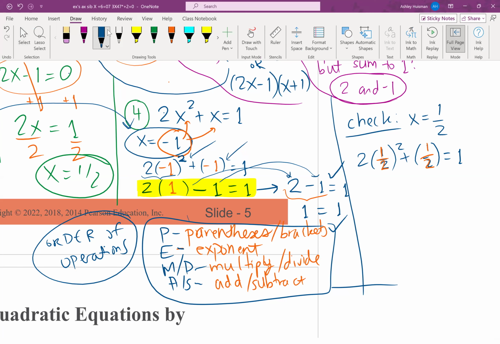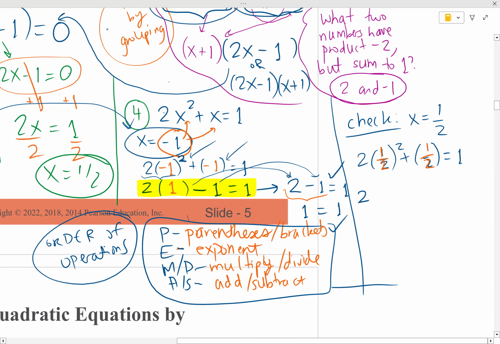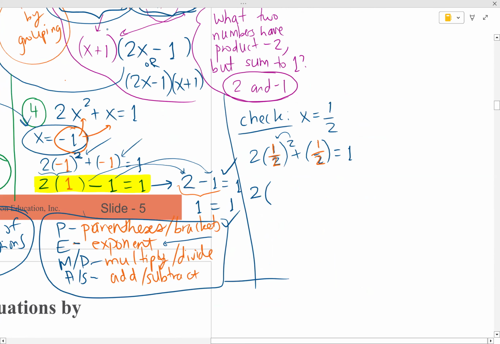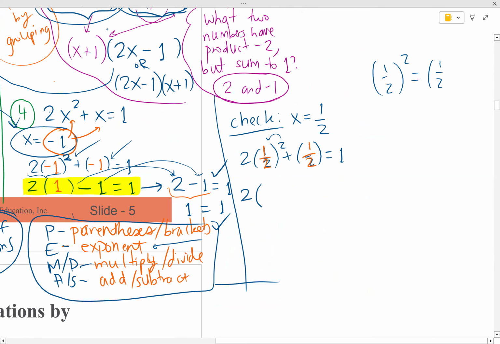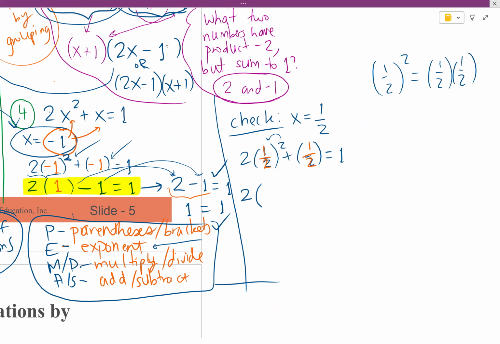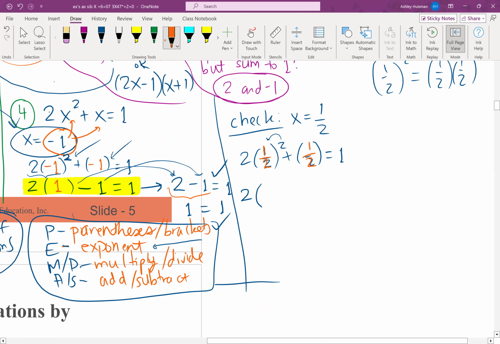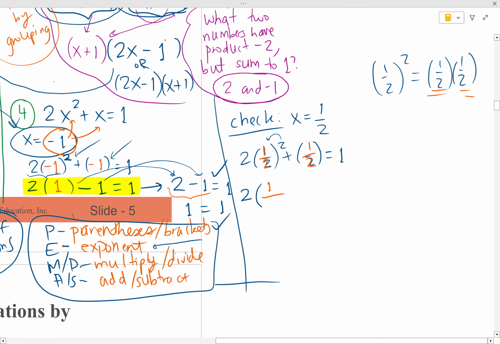Same kind of thing. I need to first look inside the parentheses. Is there anything to do inside the parentheses? No, there's only a number, a half. There's nothing adding or subtracting. So I can move on to the next step. It's exponent. There is an exponent: 1/2 to the second power. If you know what you're doing, then you don't have to even write that out. That's 1/2 times 1/2, which is 1 times 1 in the numerator, which is 1. So I can go ahead and write that numerator. And then 2 times 2 in the denominator is 4.